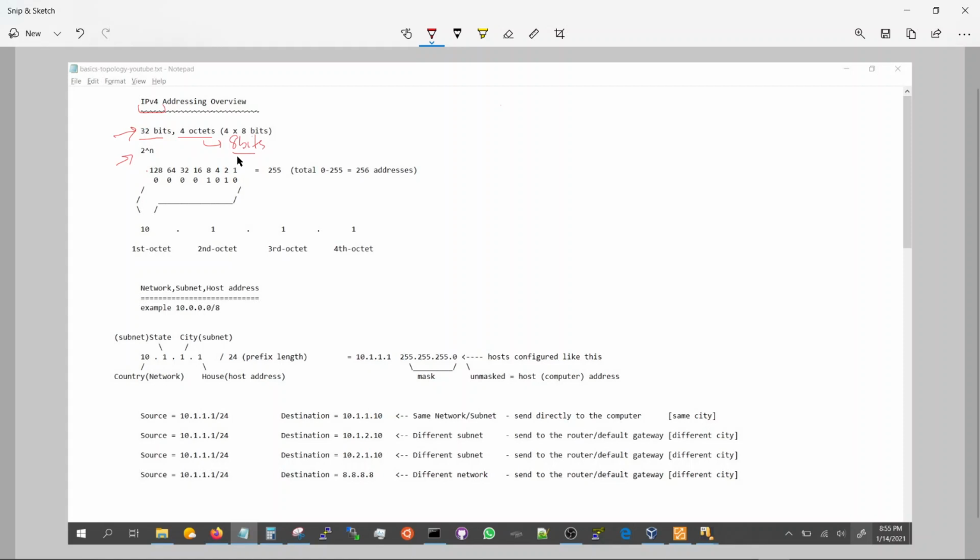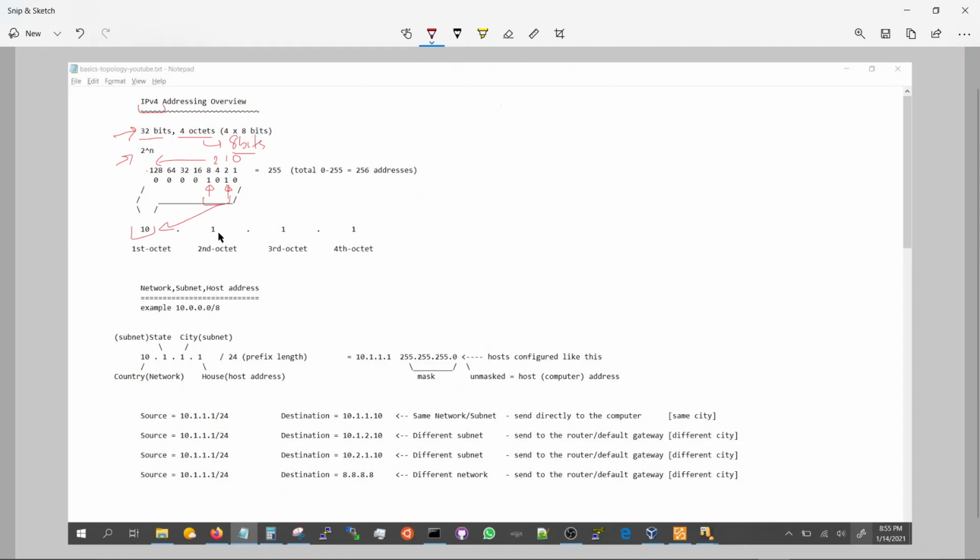So 2 to the power of 0 is 1, 2 to the power of 1 is 2, 2 to the power of 2 is 4, and so on. If you want to represent the decimal number 10, you would enable the binary bit 8 and 2, and that would sum up to 10.